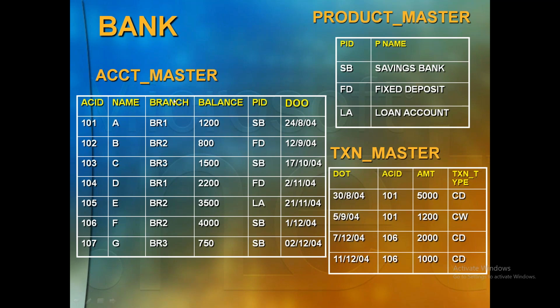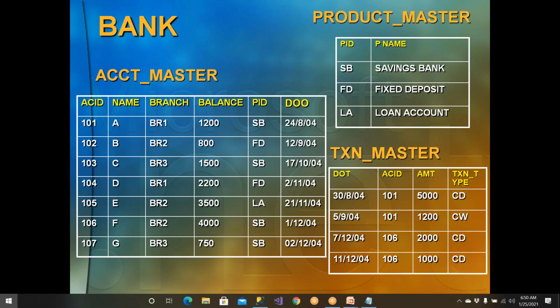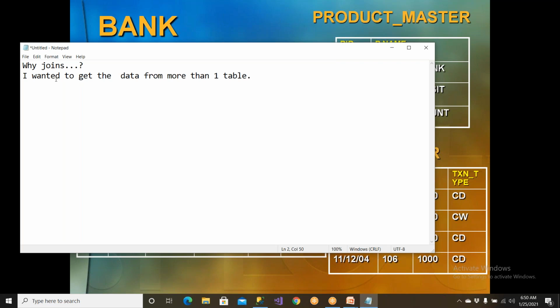Clear? So all this information, if I wanted to get it, is not available in a single table. The information is available in multiple tables. If you wanted to retrieve the data from multiple tables, then we must use joins. Clear? So how many tables can you join?